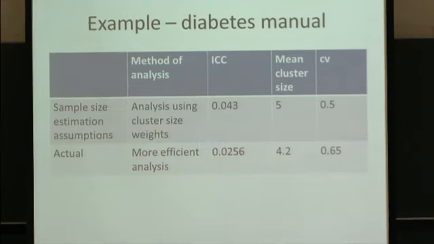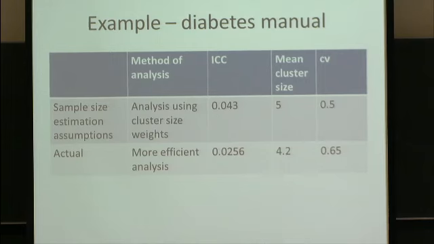And a further trial, I'm not going to go through the details of this, but just to show you the difference between what we thought in the sample size estimation and what we found in the actual trial. The ICC was smaller again. Again, we did this sample size assuming we were going to use cluster size weights, but in fact we used a more efficient analysis. The mean cluster size was slightly smaller and the coefficient of variation was slightly larger.